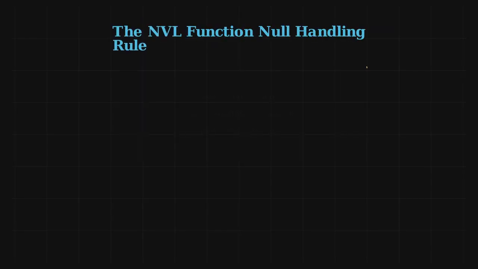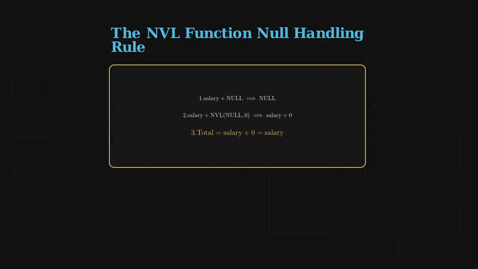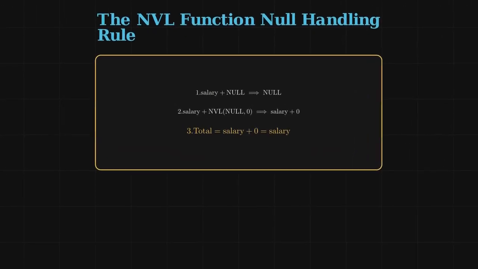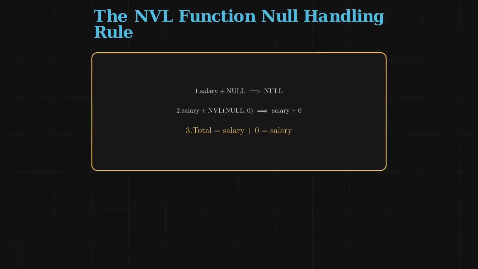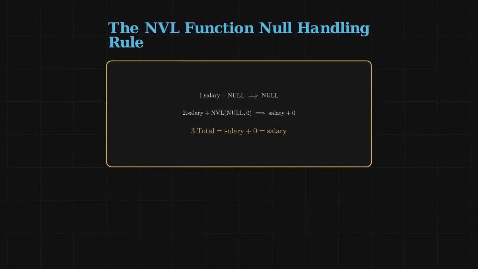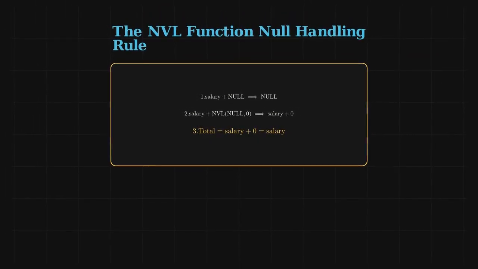Any arithmetic operation with a null value yields null, which can ruin your calculations. To fix this, we use the NVL function. NVL converts a null value to a specified default, like 0, before performing the math.